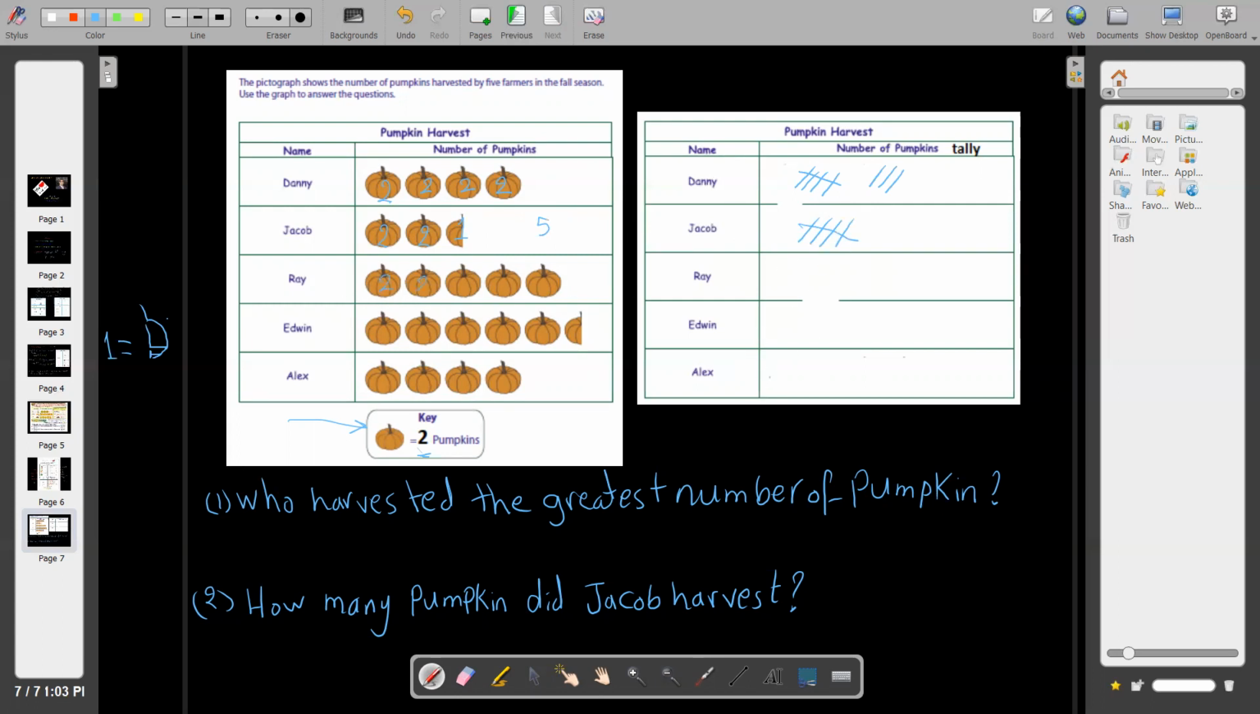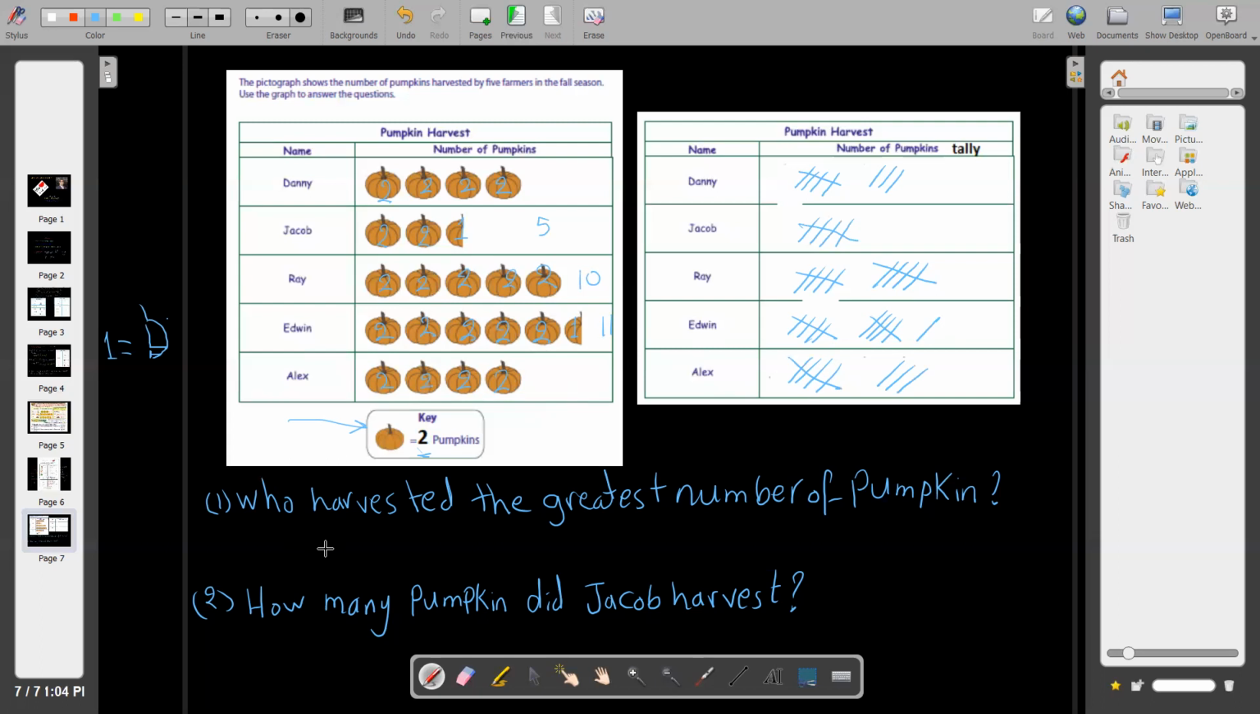Ray, 2, 4, 6, 8, 10. So we draw 10. 1, 2, 3, 4, 5, 6, 7, 8, 9, 10. Edwin, 2, 4, 6, 8, 10. This is 1. After 10 is 11. So this is 11. We draw here 11. 1, 2, 3, 4, 5, 6, 7, 8, 9, 10, 11. Alex, how many did Alex harvest? 2, 4, 6, 8. 1, 2, 3, 4, 5, 6, 7, 8.